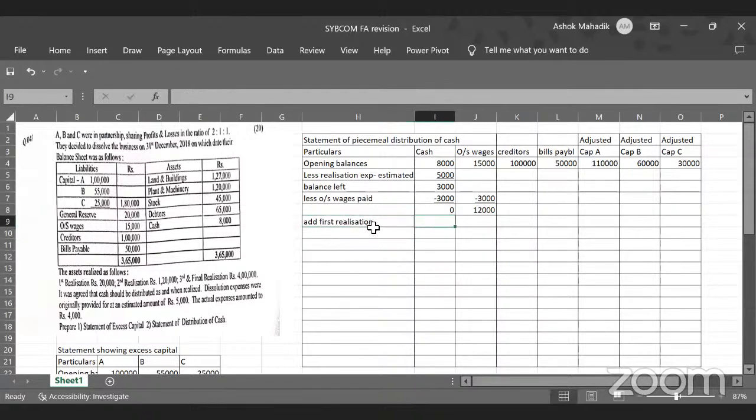Okay. So how much is the first realization amount available? 20,000. Clear? So this is cash received. Okay. Don't distribute in same line. Use next line. So now tell me, to whom shall we pay first? We shall pay outstanding wages. 12,000 are still balanced, na? So we'll pay that now. Okay. Less outstanding wages paid. How much we need to pay? Do we have to pay 20,000? No. Liability is only 12,000. So we'll pay only 12,000. Clear? 12,000.